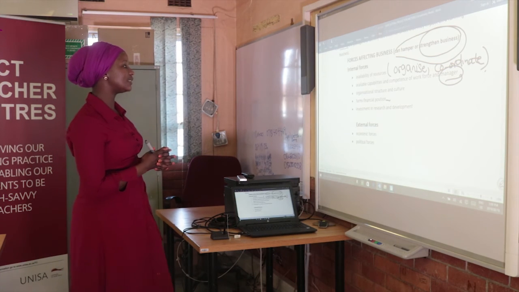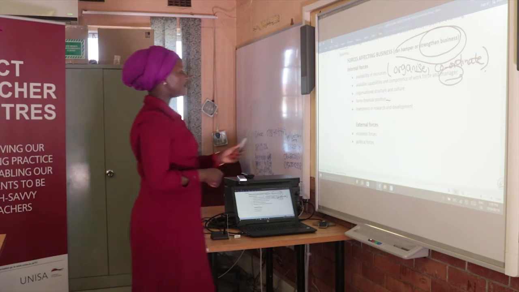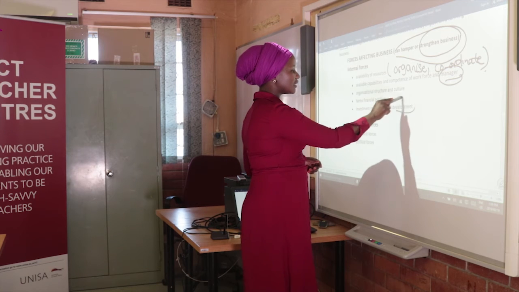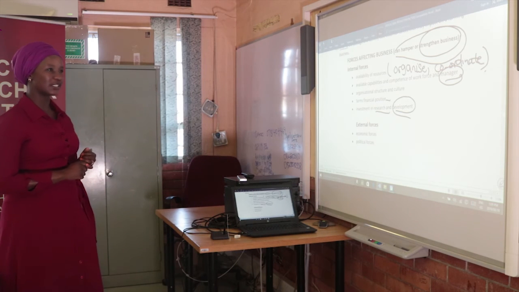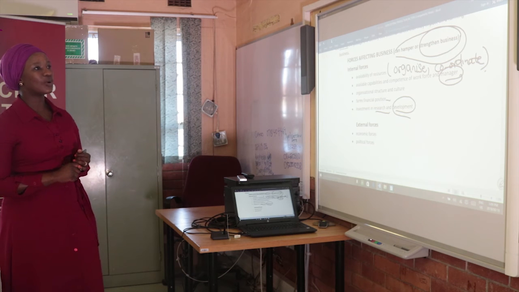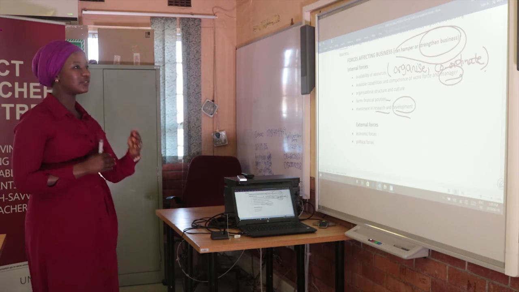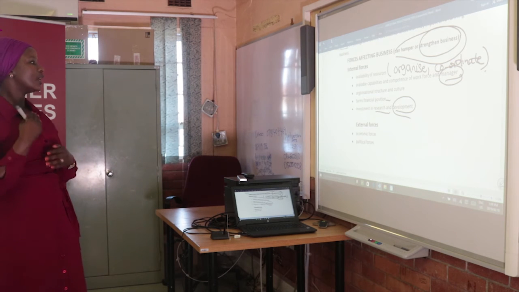Investment in research and development. So a farm manager needs to be able to do what? To do research so that the business can develop. If the business is not good at doing research, eventually the business is going to sink, because the business needs to adapt to a changing environment so that it can keep on running.